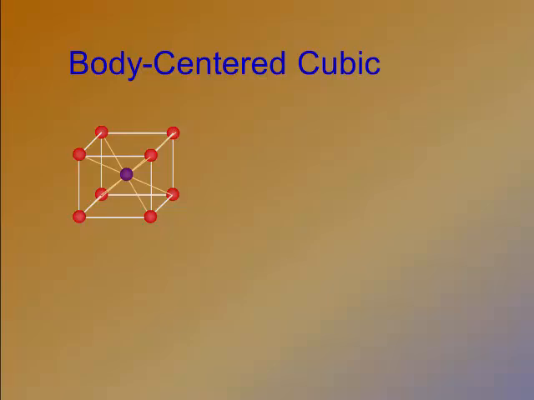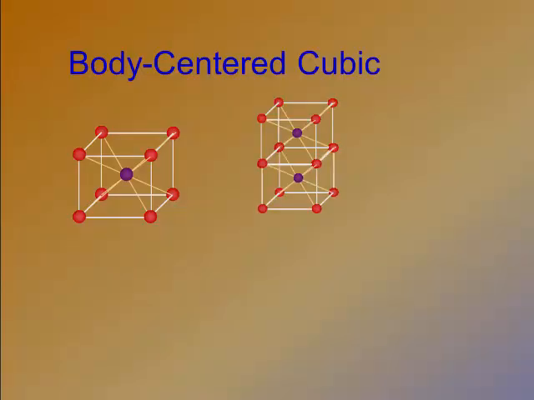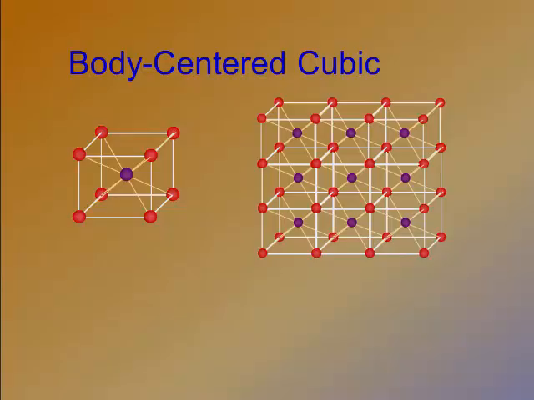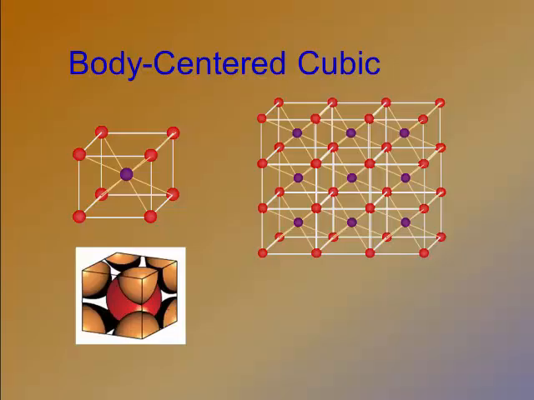A body-centered cubic unit cell still has the particles in each corner, but it also has one particle mashed into the center of the cube. Again, this unit cell repeats in 3D. What does this look like in a space-filling representation? Notice that the corner particles don't touch each other this time. Each corner particle touches the particle in the center.